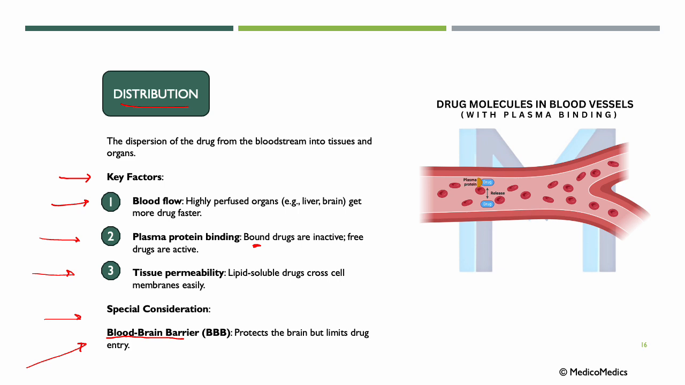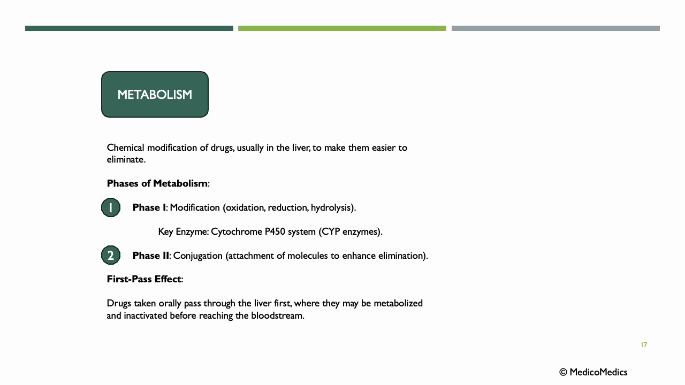Now, once the drug reaches its site, it may need to undergo changes, and this is what brings us to metabolism. Now, metabolism refers to the chemical modification of drugs, usually occurring in the liver. And it is to make them easier to eliminate from the body. Now, it happens in two main phases.